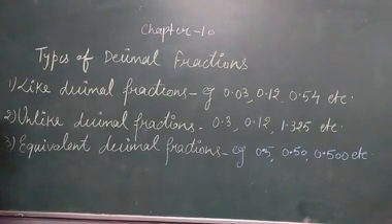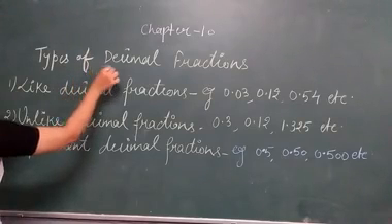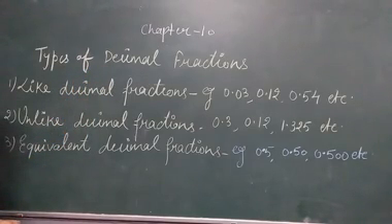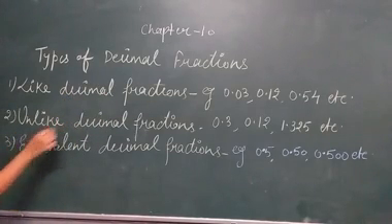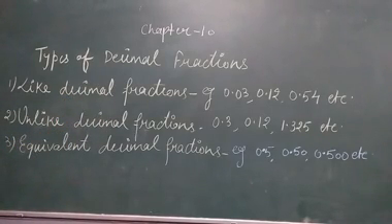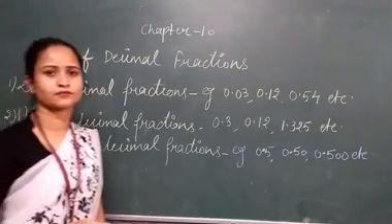The next is types of decimal fractions. There are 3 types of decimal fractions. First, like decimal fractions. Second, unlike decimal fractions. And third, equivalent decimal fractions. Okay. First of all, I will explain like decimal fractions.